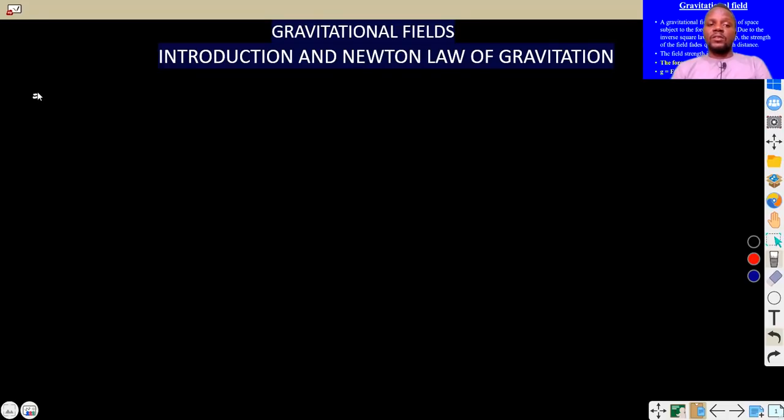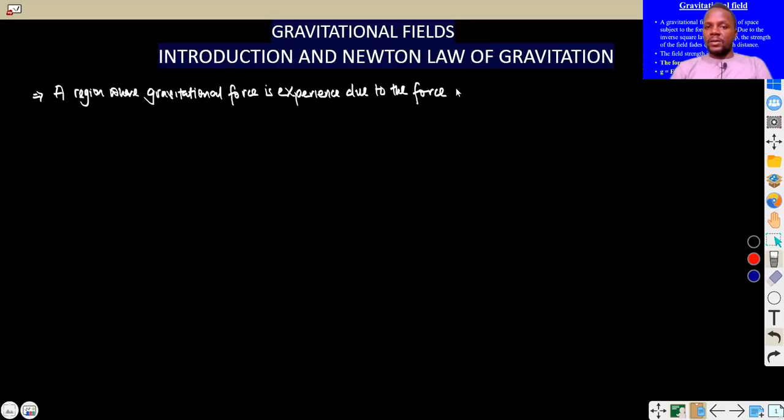We can define gravitational field, as you can see showing at my back, as just a region where gravitational force is experienced due to the force of gravity, and obeys the inverse square law.